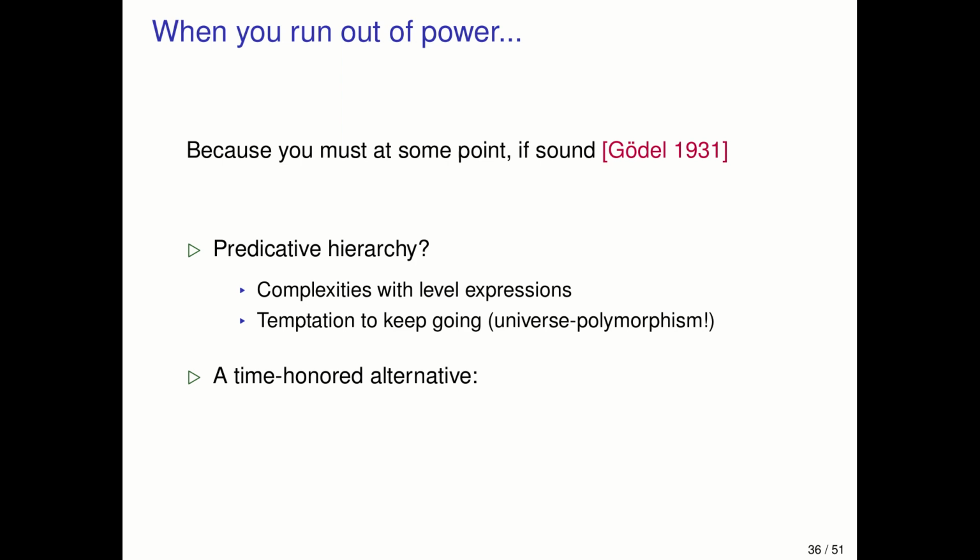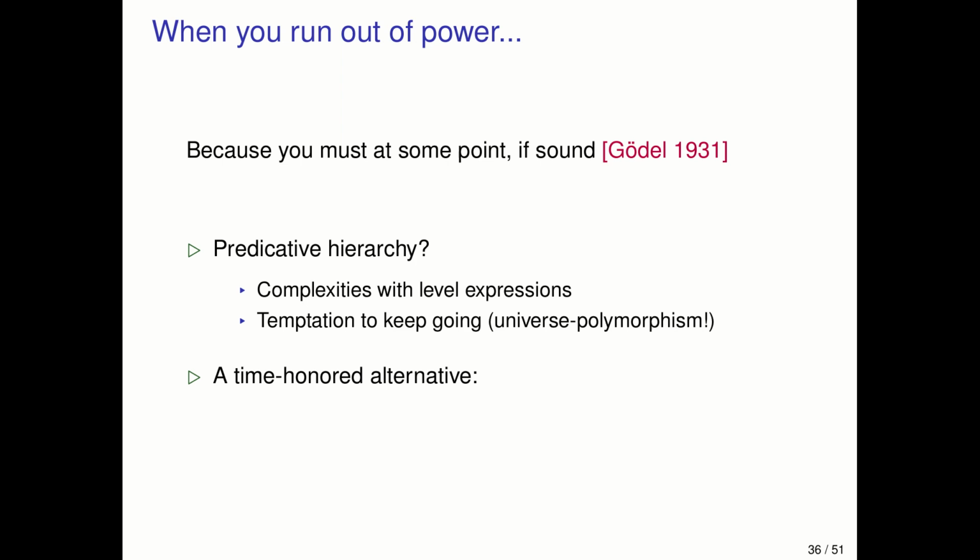But this is a bit of a lie, because the second you have a predicative hierarchy, you say, dang, I really want to do universe polymorphism, so I'd actually like to add an ordinal above that. And before you know it, you're growing an ordinal-indexed predicative hierarchy, which is like the dog being beaten against the side of the shed by its tail wagging it so hard. I'm sort of anti-predicative. There are complexities with level expressions, and yes, this temptation to keep going.